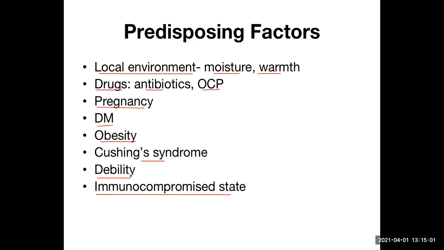Now, this debility and immunocompromised state is for disseminated or systemic candidiasis. For example, remember the AIDS patient. We have oropharyngeal candidiasis, esophageal candidiasis. That is a much more serious condition rather than one small patch on the oral cavity or some other involvement of the skin.